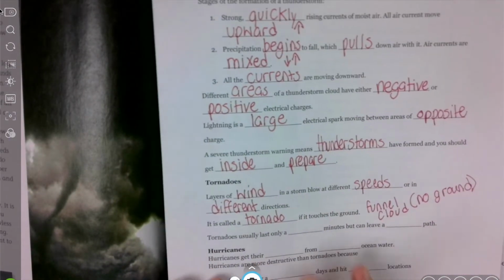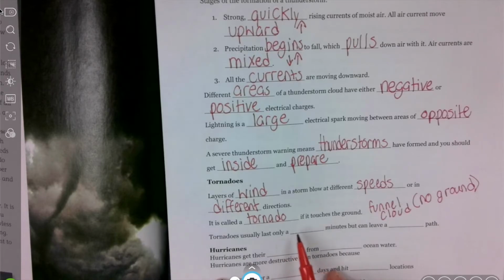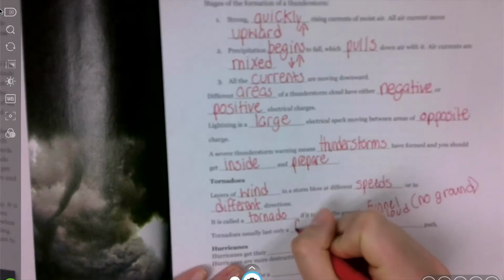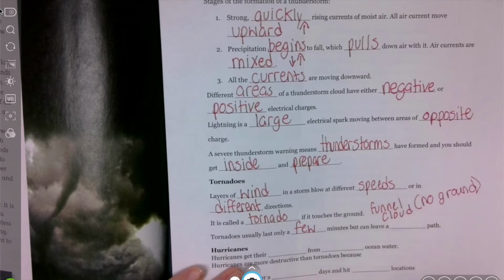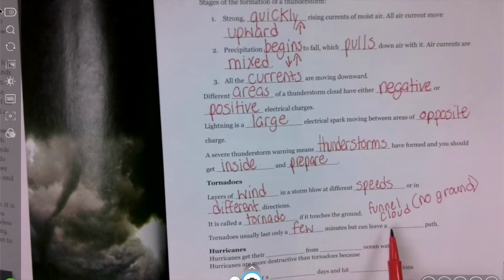So going on to the last part of our notes, it says tornadoes usually last only a few minutes. They're not very long. So if it's touching the ground, it might only be 1 to 3 minutes, but it can leave a huge path.